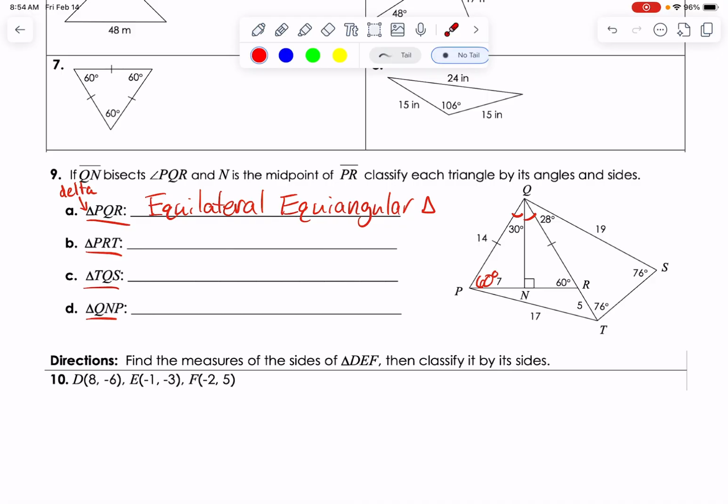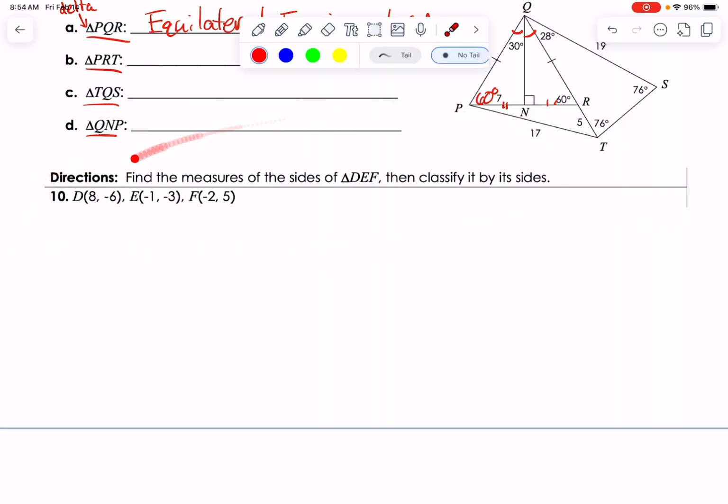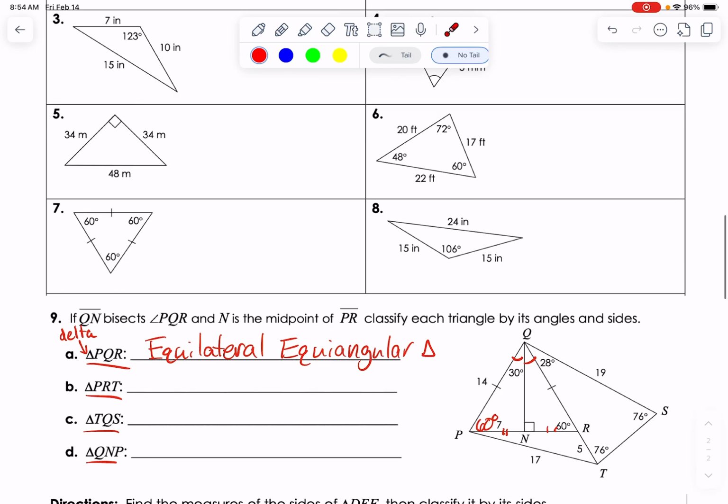So for instance, PRT is this triangle right here. Remember, we've got a side length of 14 for that side. So go through, see if you can recognize what kind of angles we're working with, if it's acute, obtuse, equiangular, and then see if we have any congruent sides going on. On number 10, this is where you're going to be using the distance formula. You're going to find the distance between D and E, the distance between E and F, and the distance between D and F.